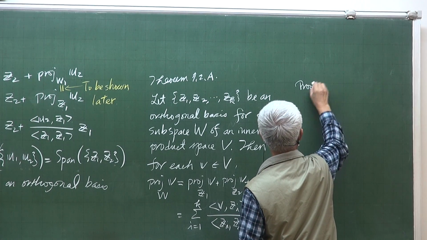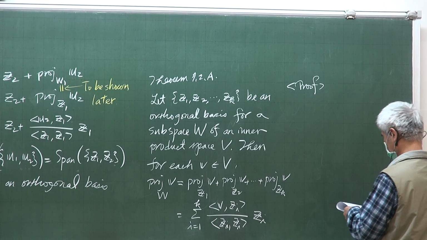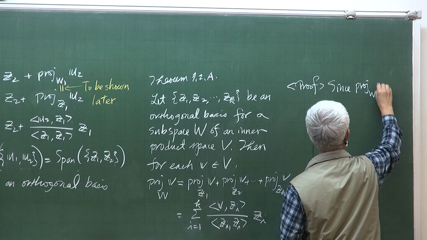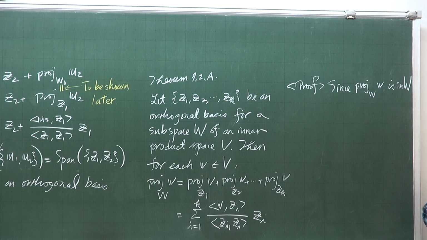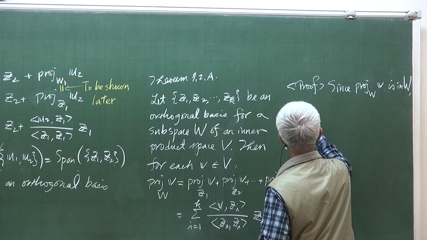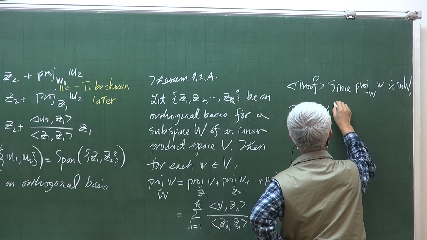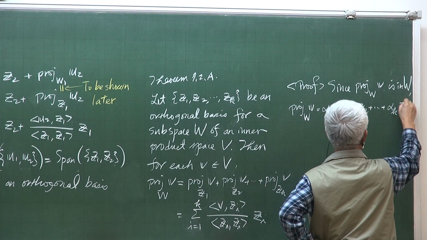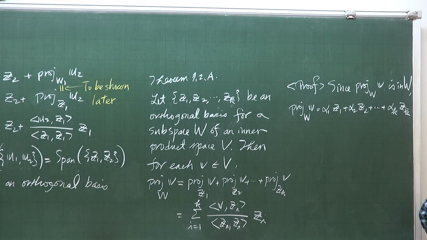All right, so let's give a proof of this theorem. Now, the projection by definition is in W, right? So the projection of vector V onto the subspace W is in the subspace W. So that projection is a linear combination alpha 1 Z1 plus alpha 2 Z2 plus up to alpha k Zk, because Z1, Z2 up to Zk is a basis.